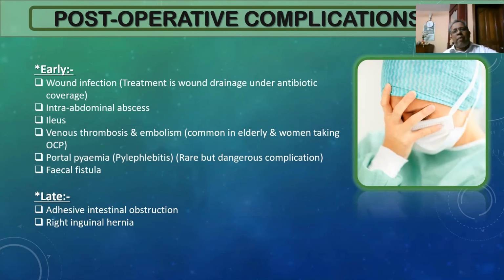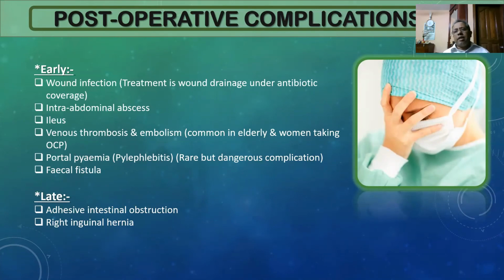In some advanced countries, not in our country, we are not prone to develop deep vein thrombosis. But in advanced countries, they are more prone to develop it after any sort of surgery. There is a chance of development of deep vein thrombosis. So venous thrombosis and embolism are more likely in elderly and women patients, those taking the oral contraceptive pill, which is more common in advanced countries, not in our country.